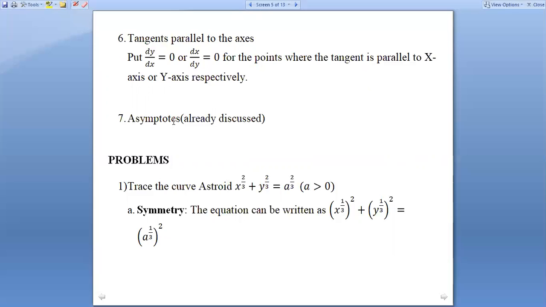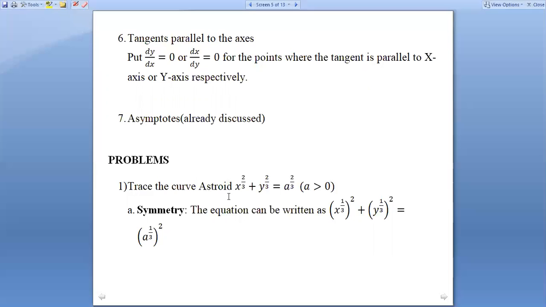So knowing all these seven properties, we can trace the curve. These are not the only 7 conditions. There may be other things also, but these are the main ones, since you already know these 7 things, you can easily trace the following curves. So let us look at the first curve.